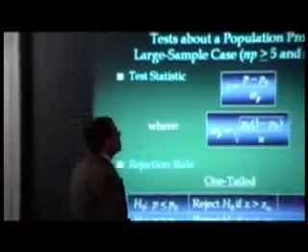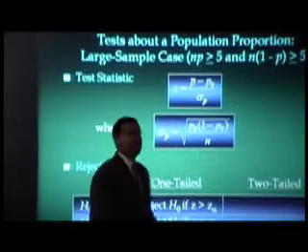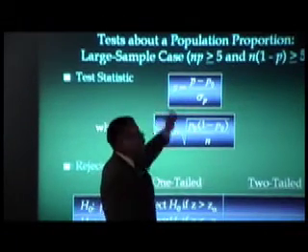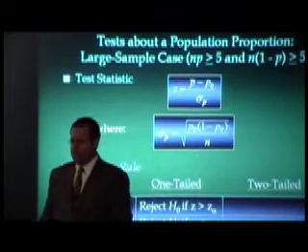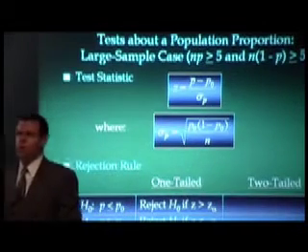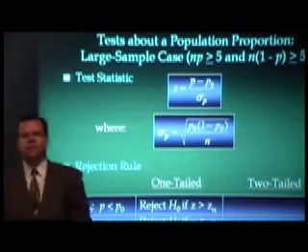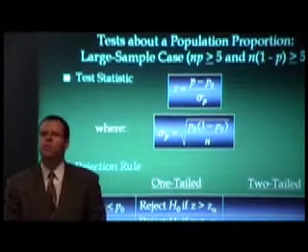Okay, so a couple of things to know. The standardized test statistic is yet again a z-score, and for proportions you only use z, never t. Does anybody remember the magic number for proportions? It was 5.